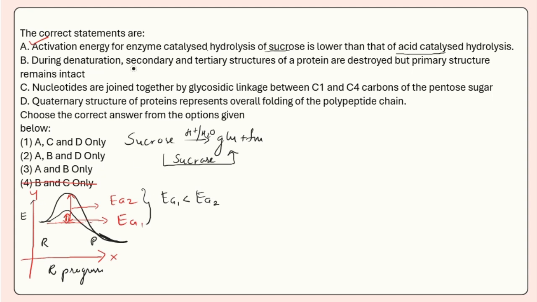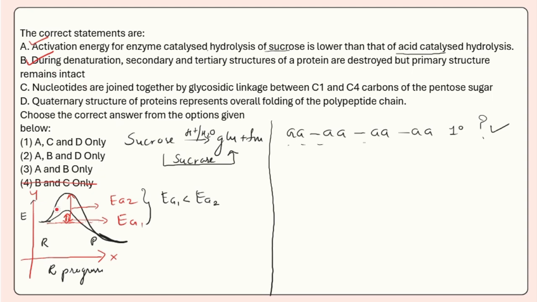During denaturation, secondary and tertiary structure of proteins are destroyed, but primary structure remains intact. So whenever we have proteins, the sequence of amino acids is going to form the primary structure. When we do denaturation in presence of either acid or a base or by heating, this is not going to change. It's going to remain intact. That's why this is also a true statement.